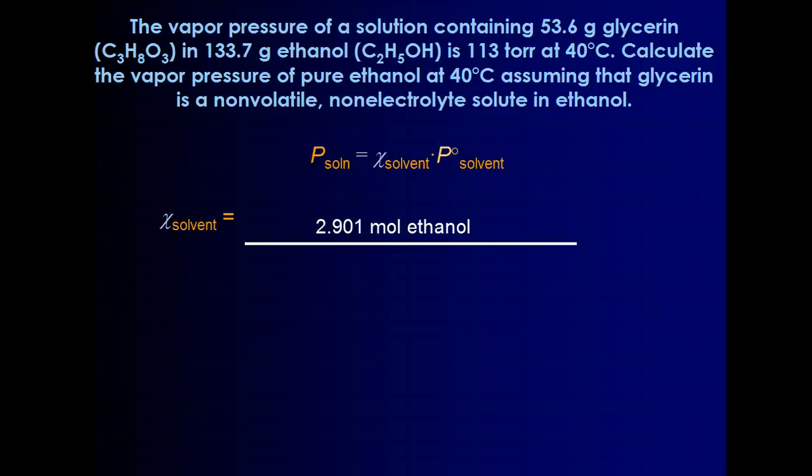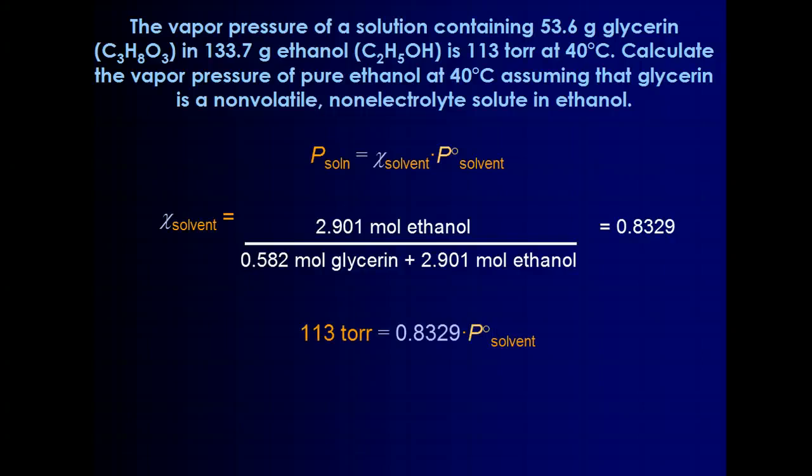And so to find the moles of our solvent, we're going to take the 133.7 grams of ethanol and divide it by its molar mass, and we'll get that that's 2.901 moles. We'll do the same thing with glycerin, and we'll get that it has 0.582 moles. When we solve that calculation through, we get the mole fraction of our solvent is still primarily ethanol, 0.8329. And now that we know that and the pressure of our solution, we can calculate what the pressure was of the ethanol when it was in its pure form, and it's going to be slightly higher than the solution, 136 torr. If you need to pause, I would do so now.